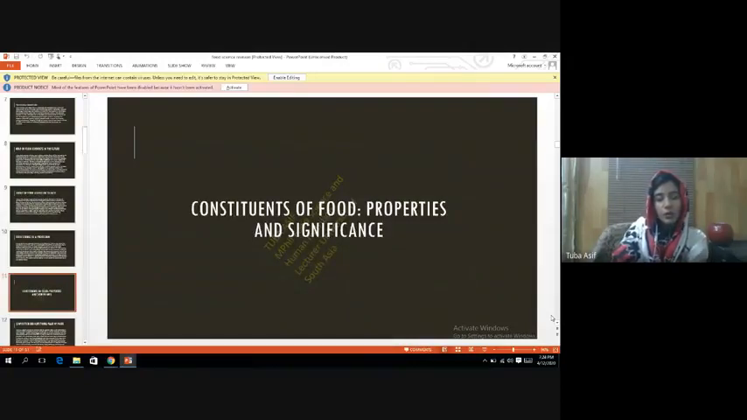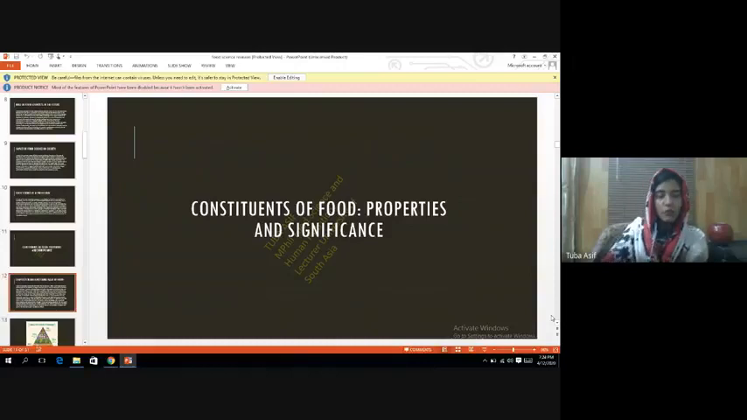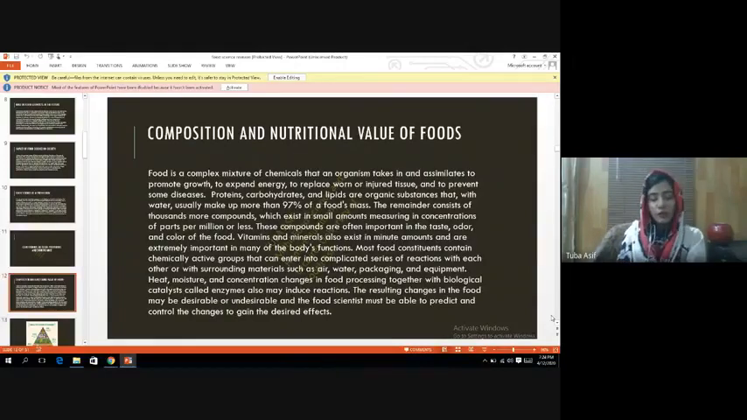Now, constituents of food and their properties and significance. As we know, a meal, what we eat, for example, if we eat a burger, it is not just a single nutrient. It has a bunch of nutrients, and a food is something that provides us with a lot of nutrients that could be categorized into macronutrients and micronutrients. Macronutrients are the ones that are required in greater quantities like carbohydrates, proteins, and lipids, and the micronutrients are the ones that are required in smaller quantities like vitamins and minerals.